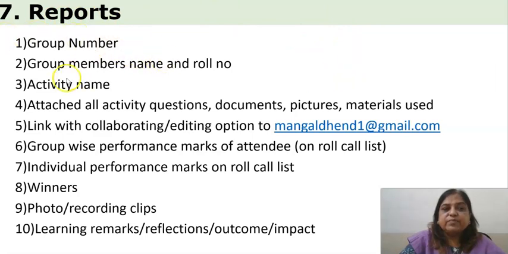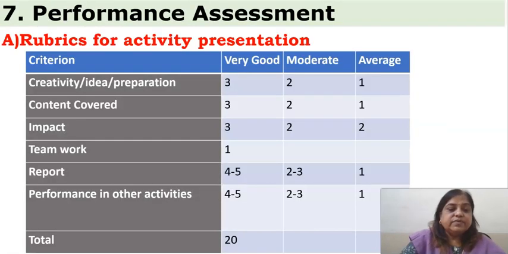The report should have group members' names, activity questions, documents, pictures, and links. If you are giving a quiz or using online crosswords, then give the link also. Group wise performance marks: you have to assess your peers, group wise performance and individual performance. If you are giving a quiz to individuals, that will be an individual mark list. If you are making a group wise competition, that will be group members' marks. Then winners' names, photos, video clips and learning remarks. Everybody has to think individually about what will be your learning, reflections, outcome and impact.